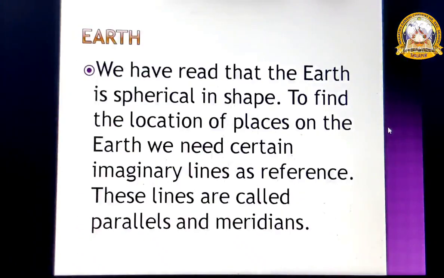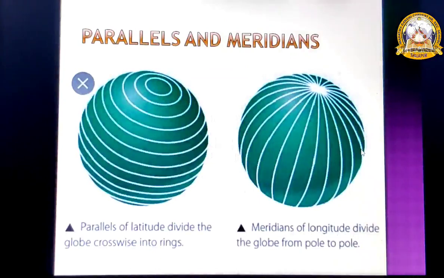We already read that Earth is spherical in shape. What is the shape of our Earth? Spherical. But to find the location of places on the Earth, we need certain imaginary lines as reference. These lines are called parallels and meridians. These are the lines of parallels and these are the lines of meridians. These are the imaginary lines drawn on the surface of the globe.